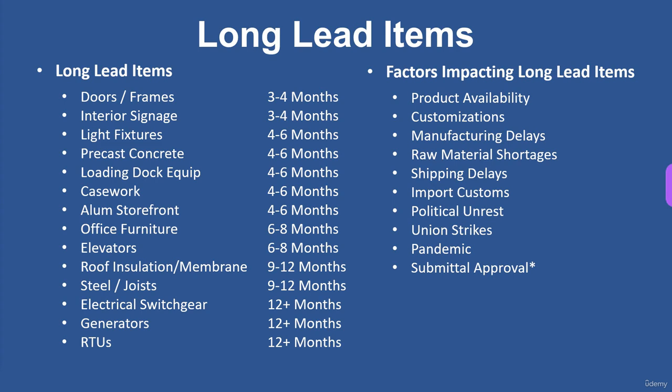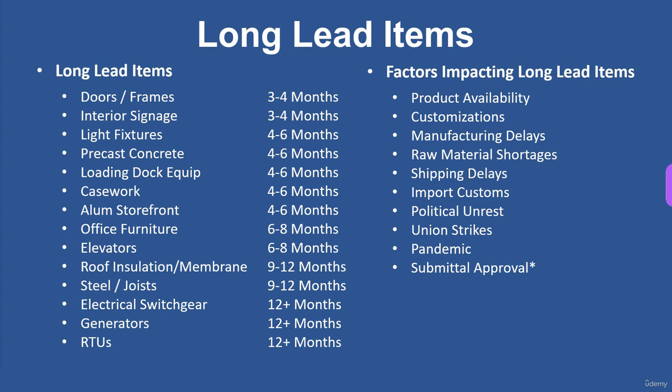Same thing with signage, light fixtures, precast concrete, loading dock equipment, casework, and aluminum storefront, averaging 4 to 6 months. Office furniture and elevators, 6 to 8 months. Roofing insulation and membrane, that one's been really long lately, as well as steel joists. They can take 9 to 12 months. Electrical switchgear, generators, and rooftop units have been averaging over a year. Those are sometimes items that the owner will purchase. Not very often. They might purchase the generator, maybe the rooftop units if they're experienced, but just keep in mind those items take a long time nowadays to get.